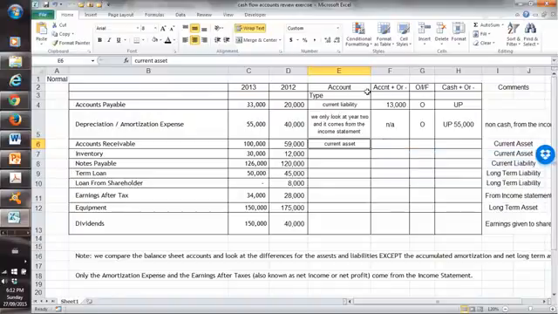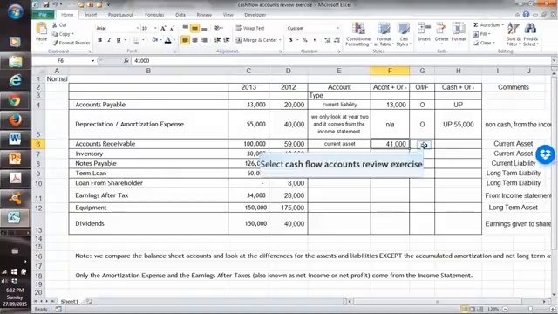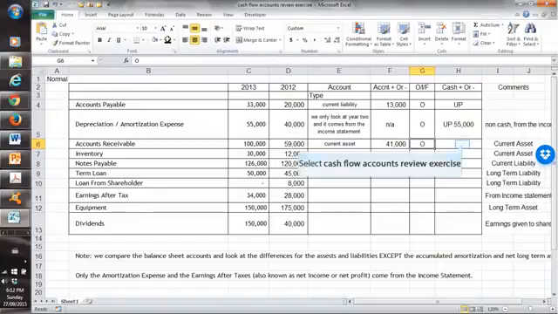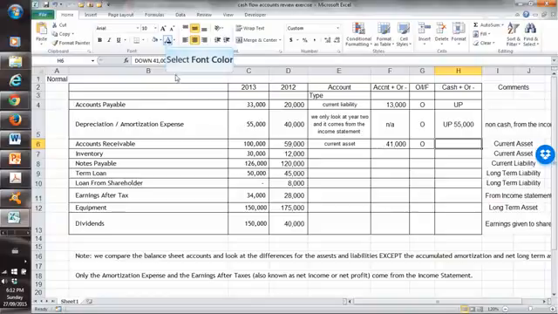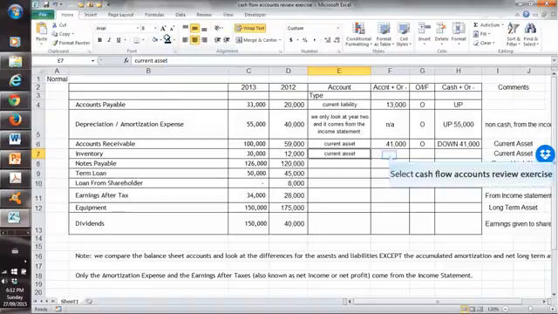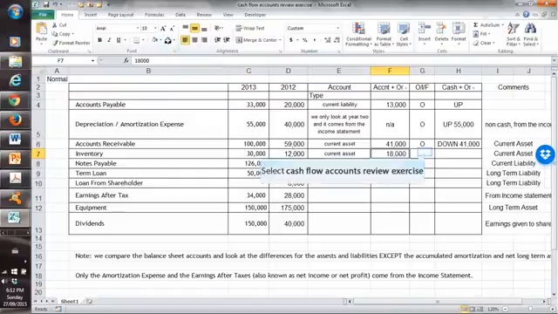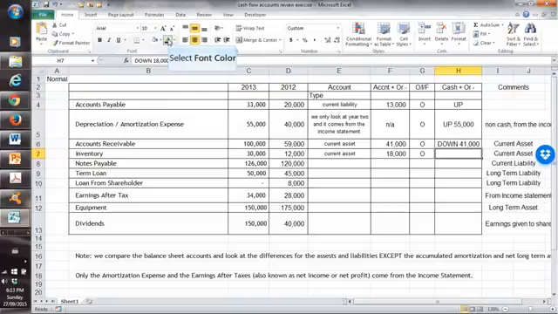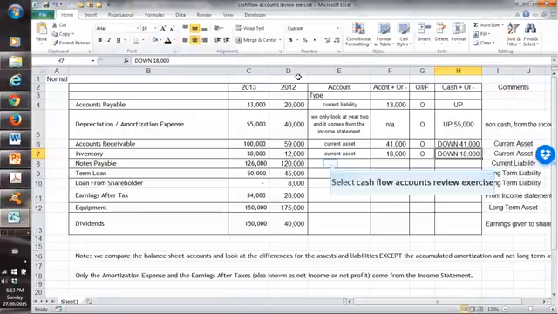Account up or down, well, it looks like it went up a fair chunk, so 41,000 up. Operating, investing, or financing. And it's operating. It's a current account. Cash up or cash down. Well, when an asset goes up, the cash goes down. Okay. Inventory went up. It's also a current asset. It went up $18,000. Operating, investing, or financing. Still operating. It's a current account. And because the asset went up, the cash went down.